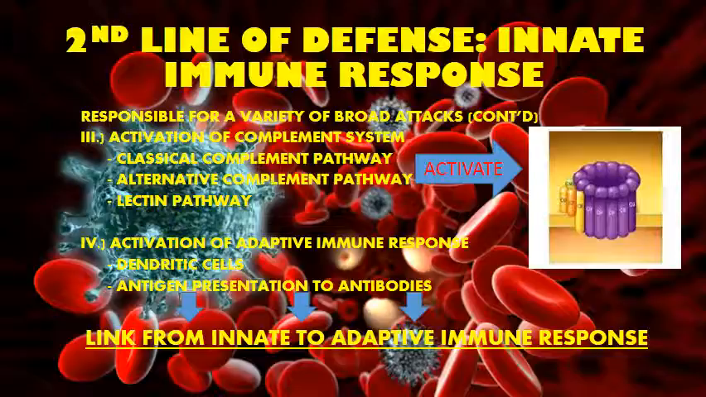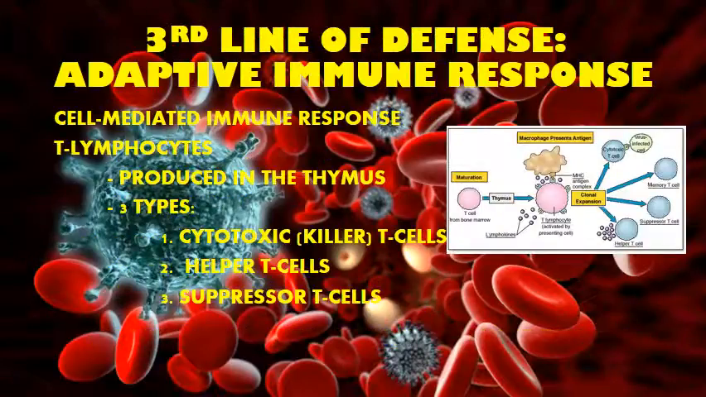Their main function is to process antigen material from the virus, bacteria, or fungi and present it on their cell surface to the T cells of the immune system. They act as the messengers between the innate and adaptive immune systems, thus becoming the link between both responses. The third line of defense is the adaptive immune response. It is responsible for the cell-mediated immune response and the humoral immune response.